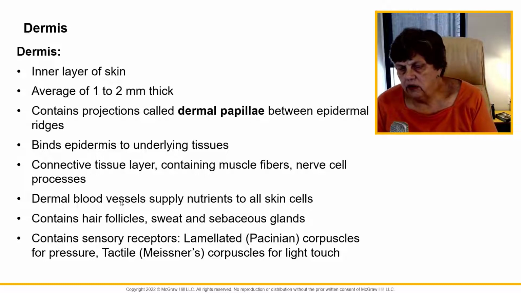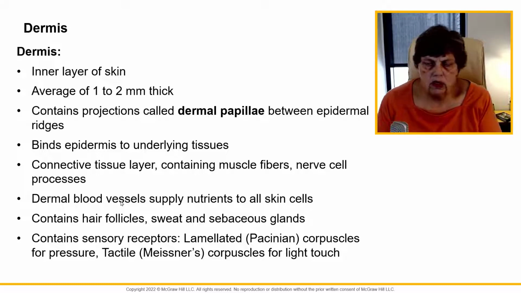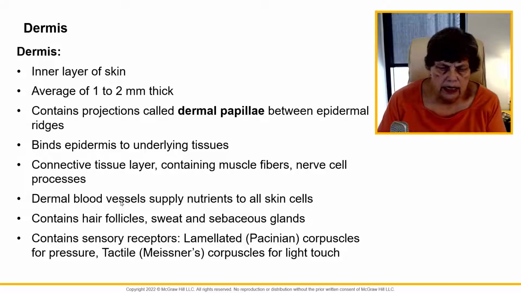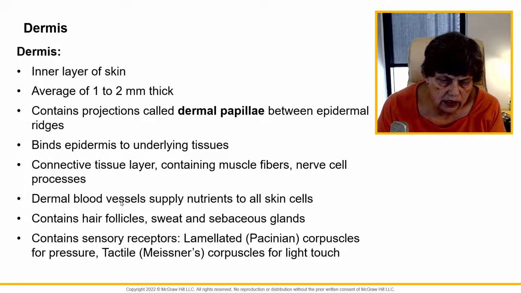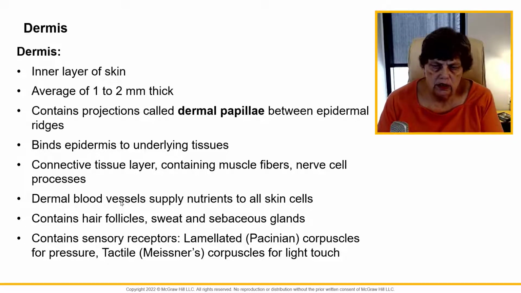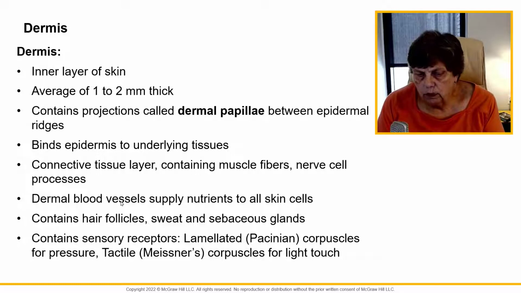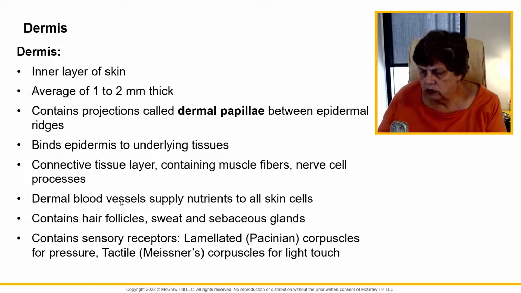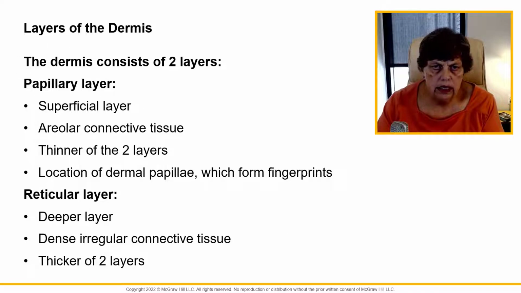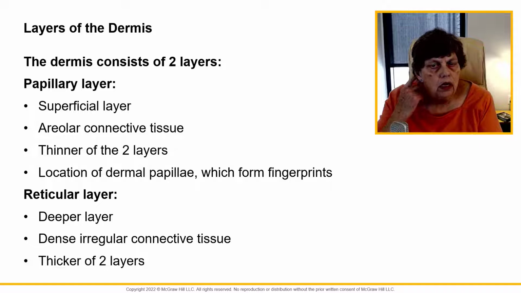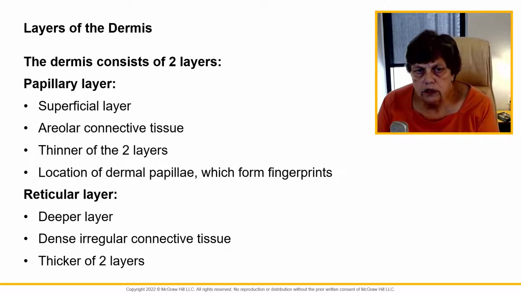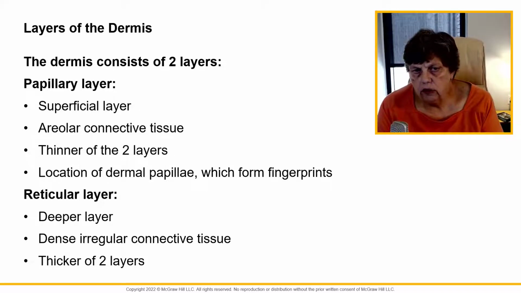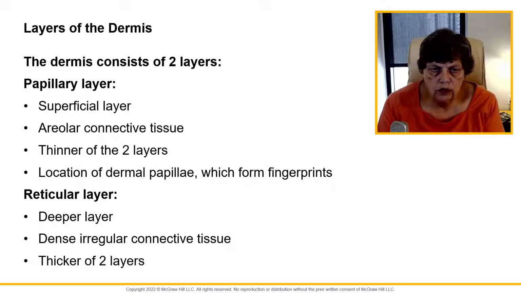It contains the hair follicles, our sweat glands, our sebaceous glands that we're going to look at, and there's also a lot of these sensory receptors in this area. The laminated corpuscles, what we call Pacinian corpuscles for pressure, and those tactile corpuscles for light touch that we'll take a look at a little bit later on. So the dermis is 2 layers, the papillary layer and the reticular layer. The papillary layer is the more superficial.